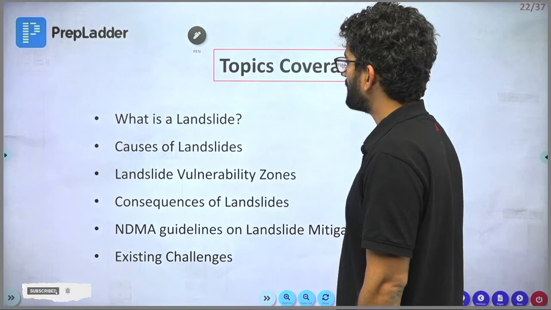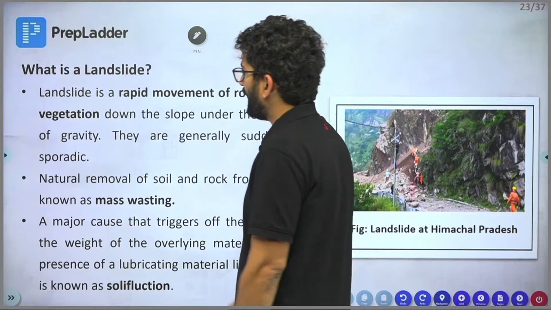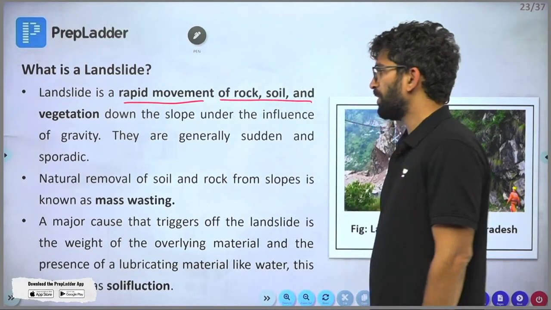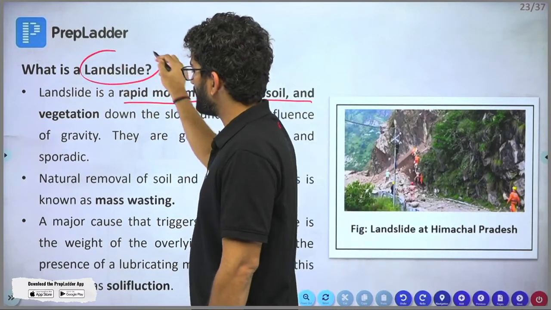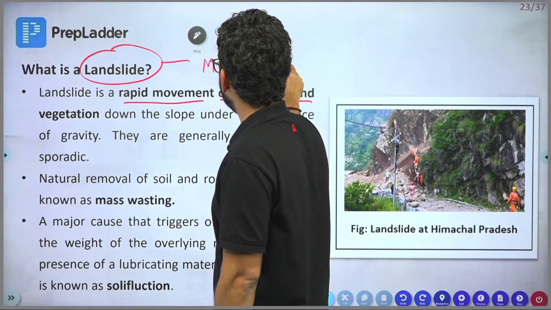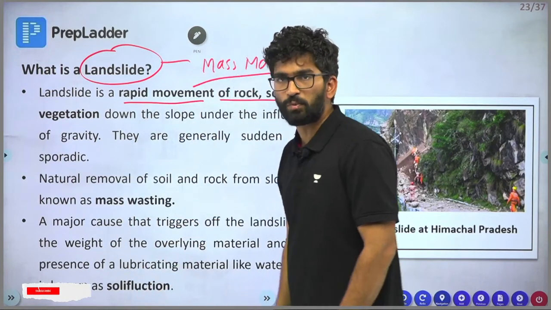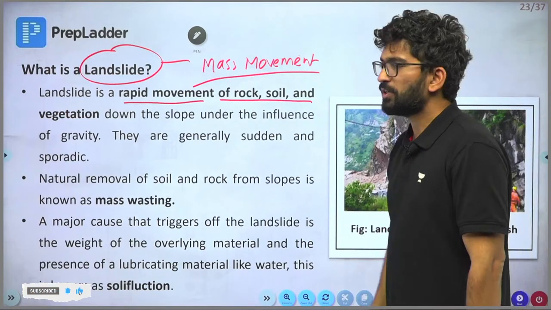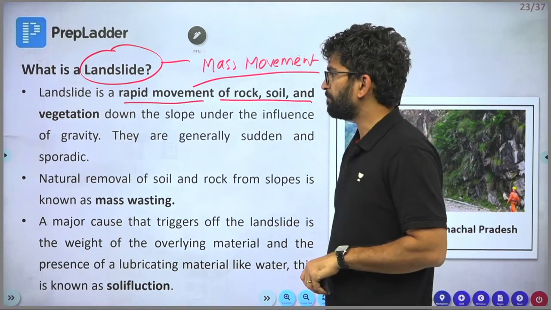Next, let's talk about landslides in India. So what is a landslide? A landslide is a rapid movement of rock, soil and vegetation down the slope under the influence of gravity. So basically, a landslide is nothing but a mass movement. You must know what mass movement is. Mass movement means downslope movement of sediments. So a landslide is nothing but a mass movement which takes place under the impact of gravity.